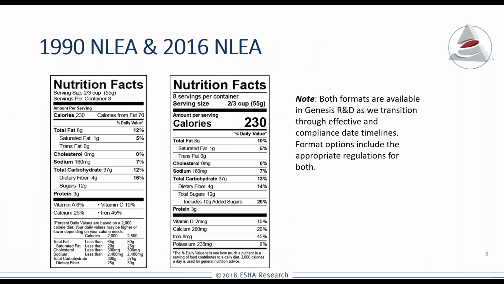Just a reminder that Genesis includes both the 1990 and 2016 label formats. So wherever you are at in the transitional stages, Genesis supports your labeling needs.